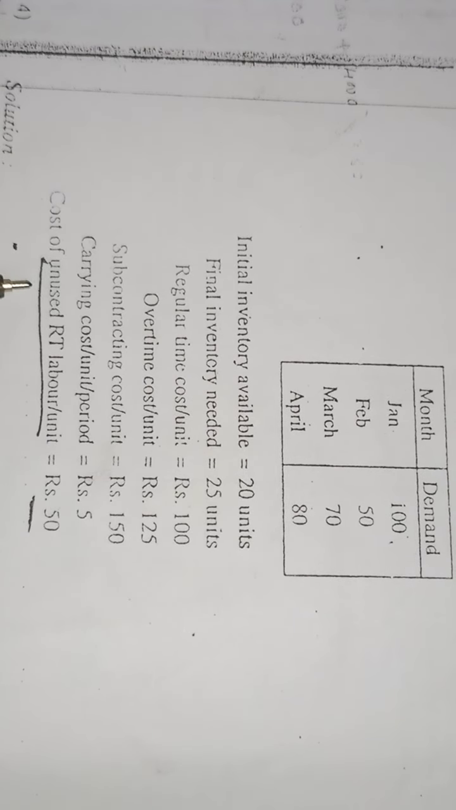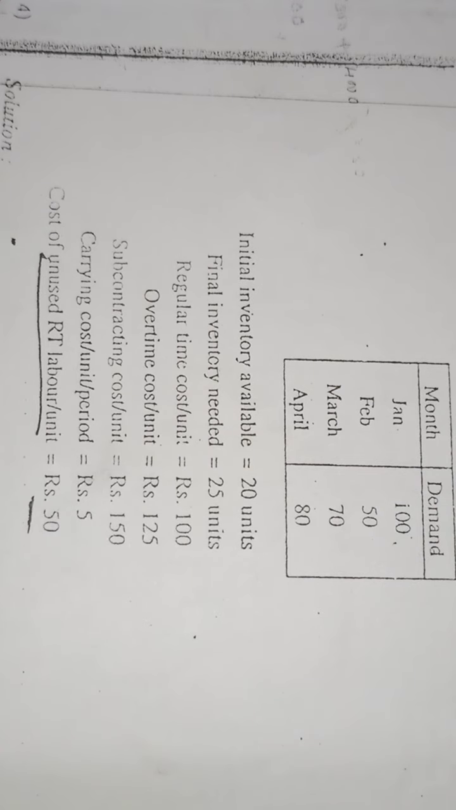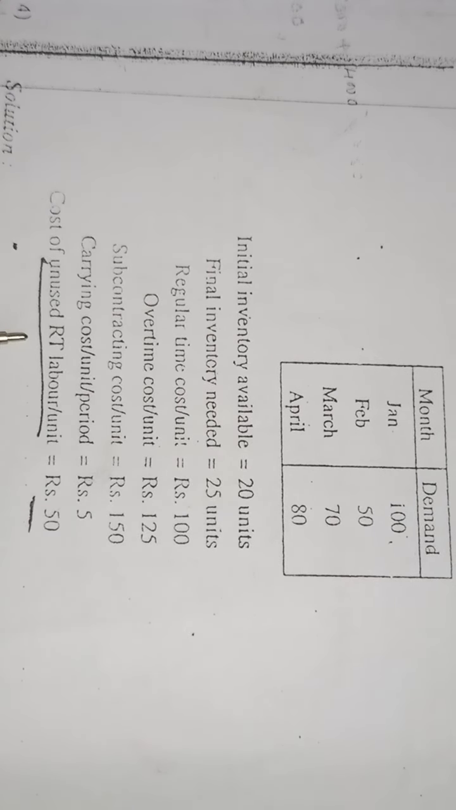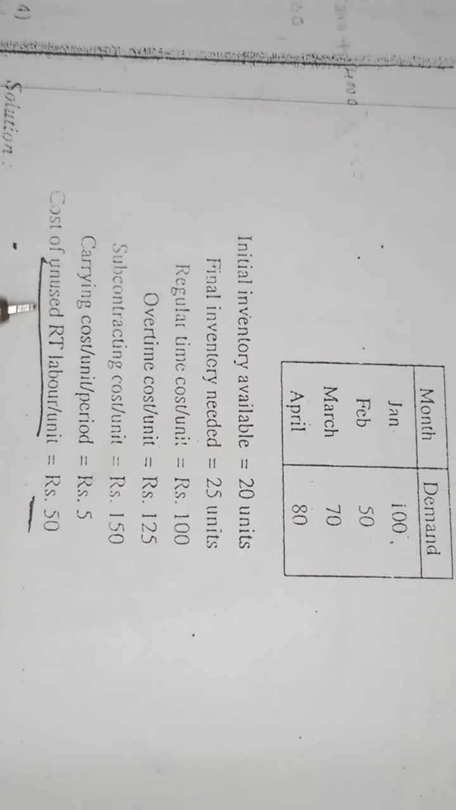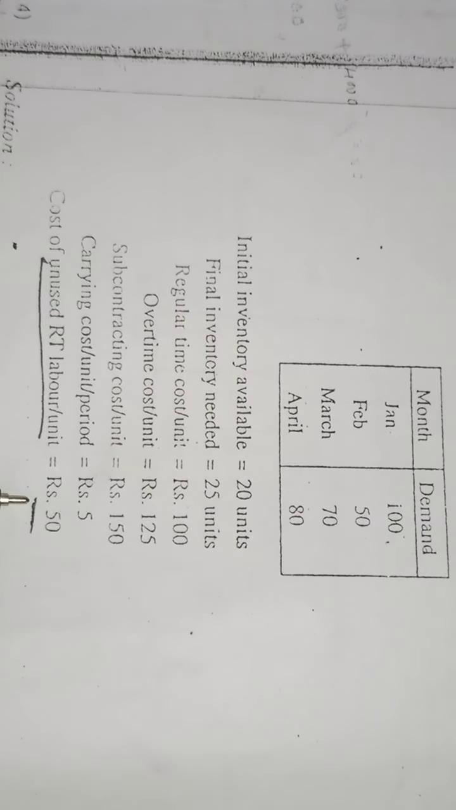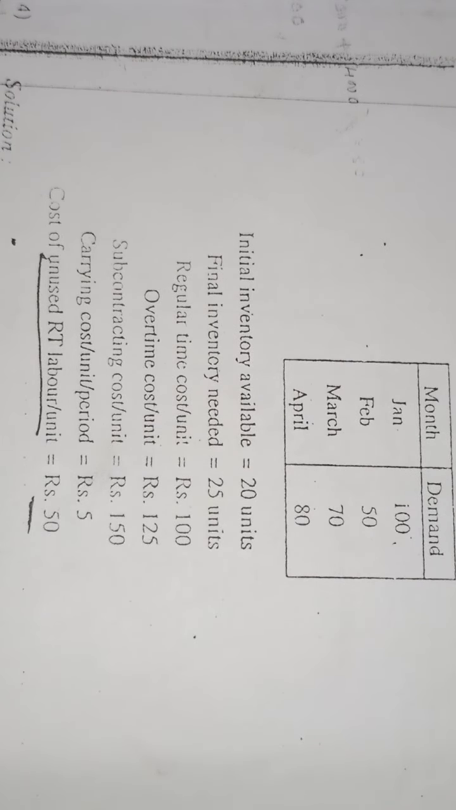Cost of unused regular time labor per unit. So here in the regular time we are producing the product, but the labor is not going to be used fully because the demand is already met. So if they are kept idle, for that also per unit we have to pay 50 rupees. So these are the given data, right?